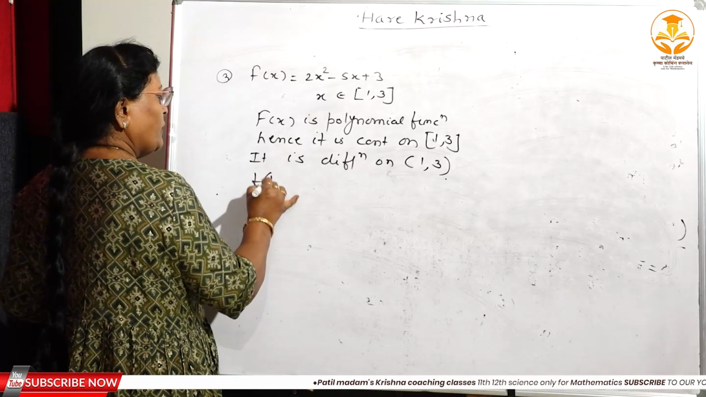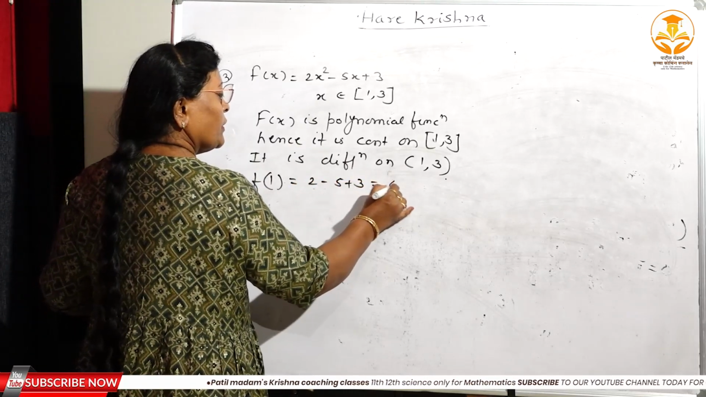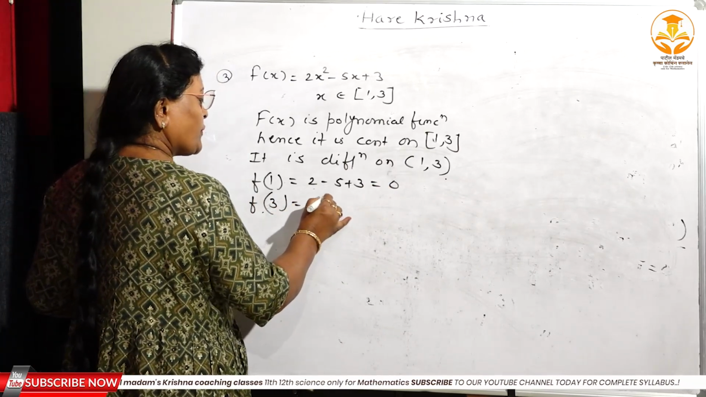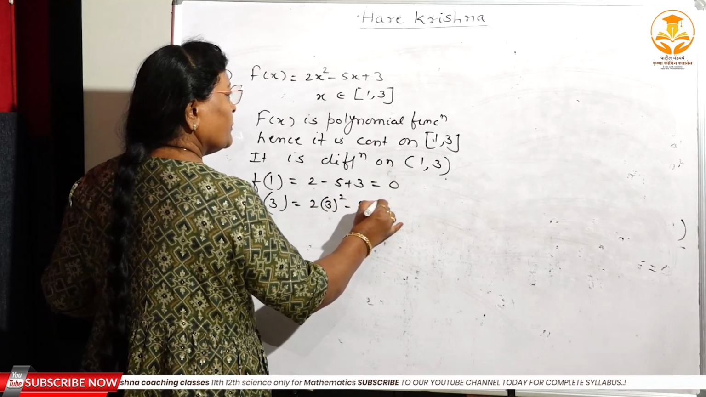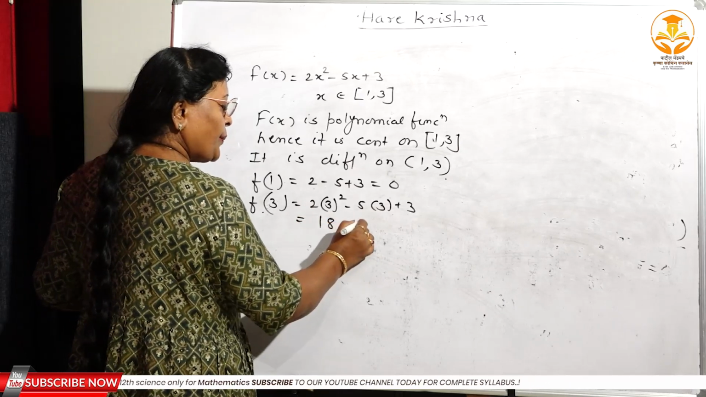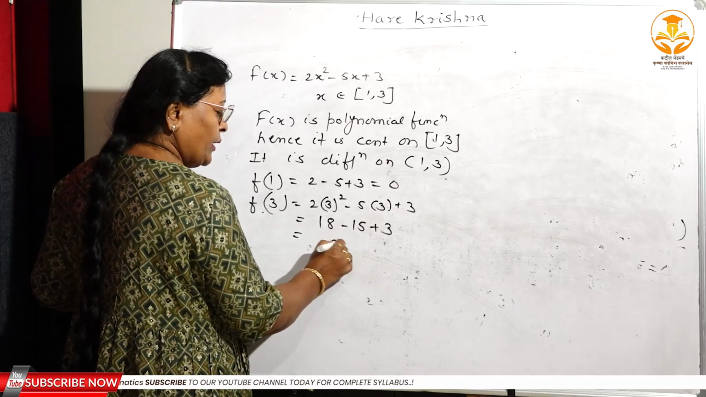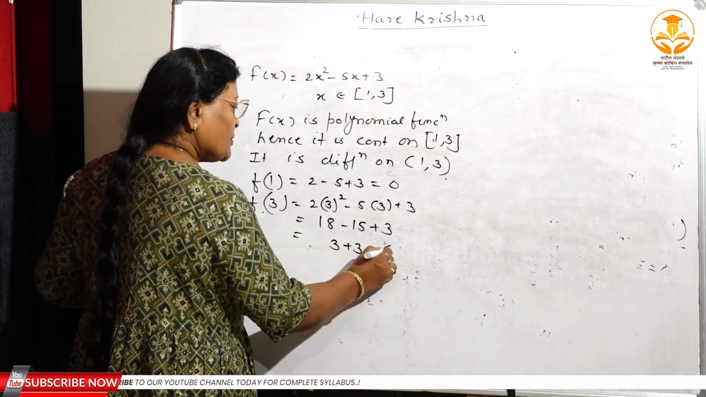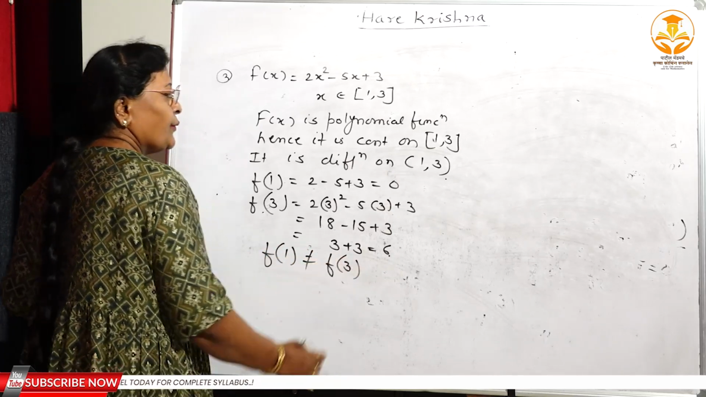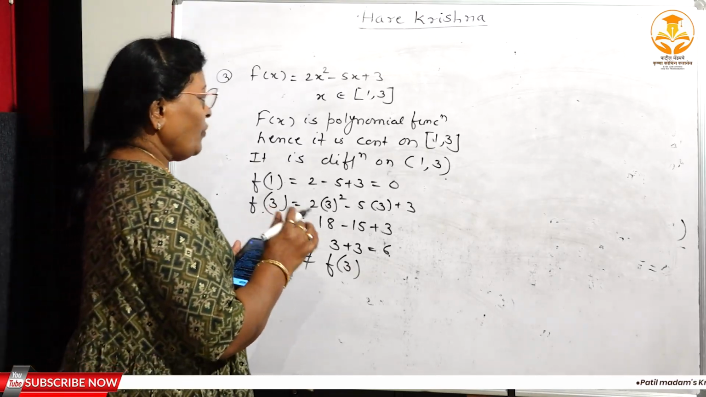Let us find f of 1. f of 1 is equal to 2 into 1 square minus 5 plus 3. Therefore, this is equal to 0. f of 3 is equal to 2 into 3 square minus 5 into 3 plus 3. 3 square is 9, 9 times 2 is 18, minus 15 plus 3. Now 18 minus 15 is equal to 3, 3 plus 3 is equal to 6, isn't it? Therefore, f of 1 is not equal to f of 3. Therefore, Rolle's theorem does not get satisfied here. This is about the third one.